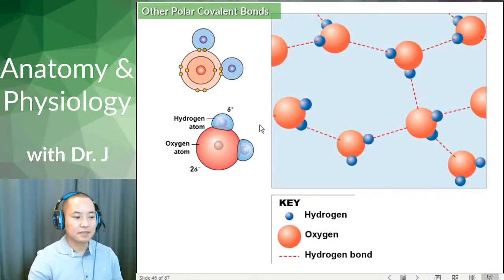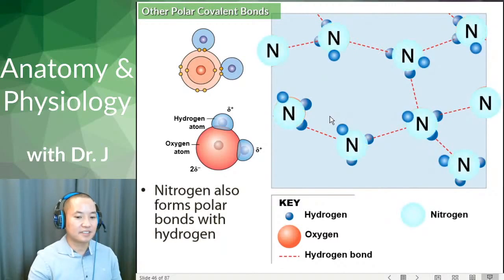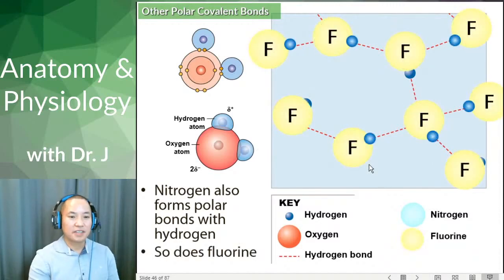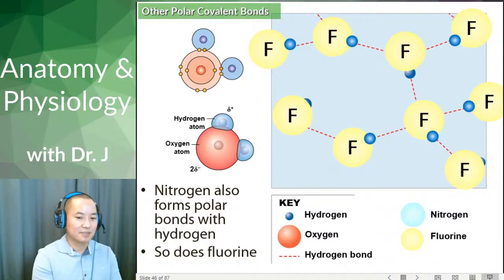So there are other polar covalent bonds. Is it just water? No, other molecules and other chemicals can also have polar bonds as well. Another atom that can make a polar covalent bond is nitrogen. Nitrogen can cause partial positive and negative charges. And fluorine, this is a little more advanced topic, but fluorine can cause polar covalent bonds and partial positive and negative charges as well. If you're going into pharmacology or medicine, this becomes a little more important because a lot of drugs do have fluorine atoms to help them form polar covalent bonds and also form bonds with other substances as well.